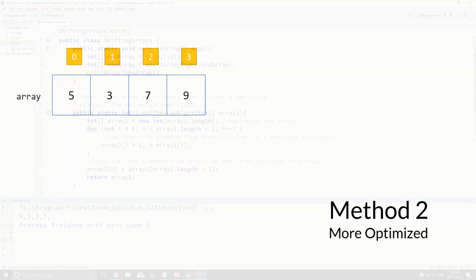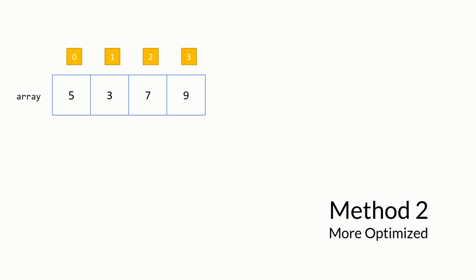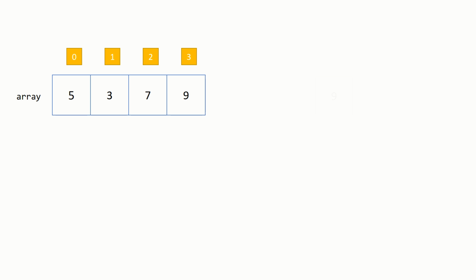I think the second method is better than the first because it will not require the use of another array. To start, we'll save the last element in a temporary variable. You'll see why in a bit.